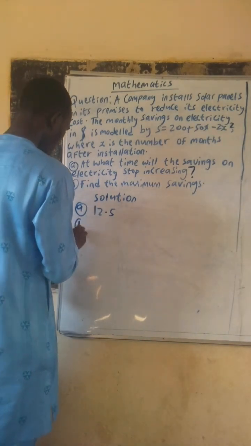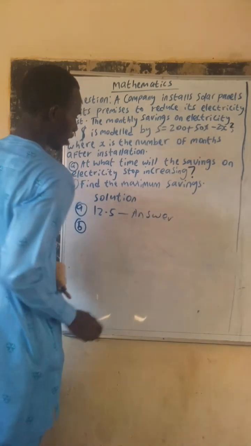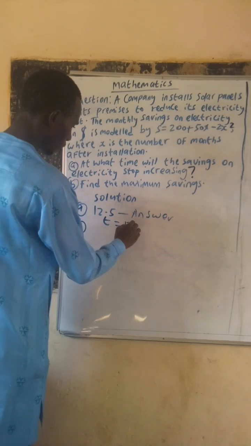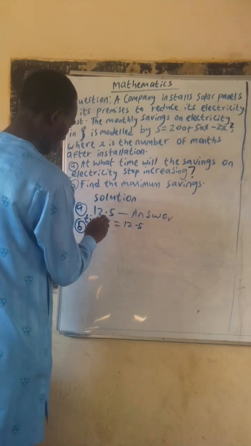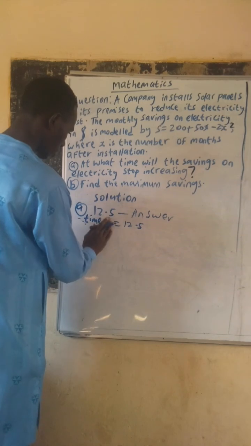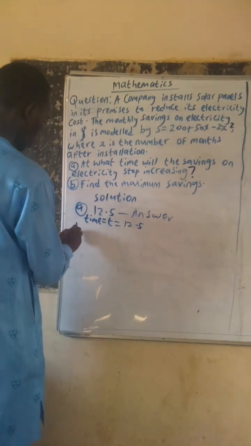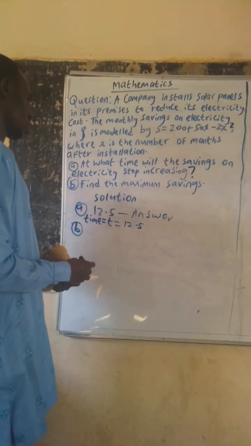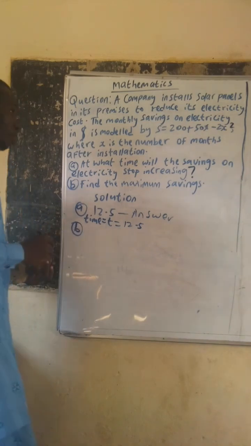Now, for B, the answer is the time. Time equals 12.5. Time finished equals 12.5, right? Now for B, find the maximum savings. Now let's find the maximum savings.